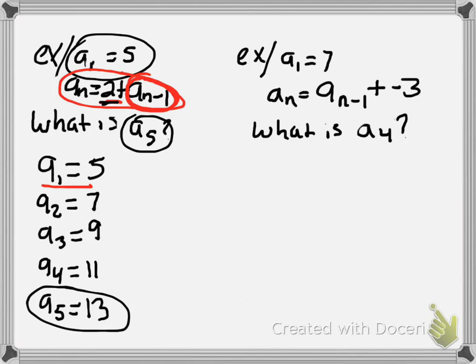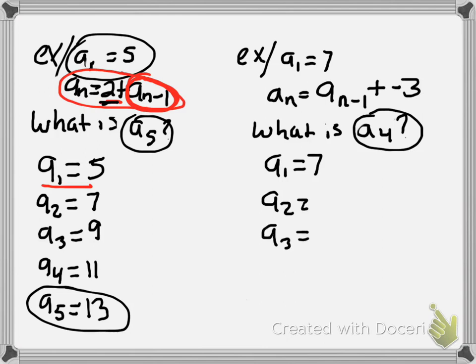So let's look at the one on the right. This one says a of 1 is 7, so I know that's where I'm starting. So a of 1 is equal to 7. And it gives me my formula, and then I just need to figure out where I'm going. I need to get to a sub 4. So there's a sub 2, there's a sub 3. Erase that because it looks like a z. And then a sub 4. Alright, so again, we have our starting point, a of 1 is equal to 7. We just have to look at the formula and figure out what our change is.